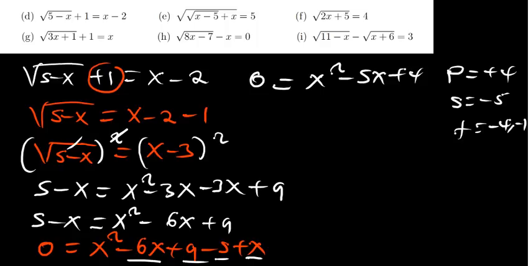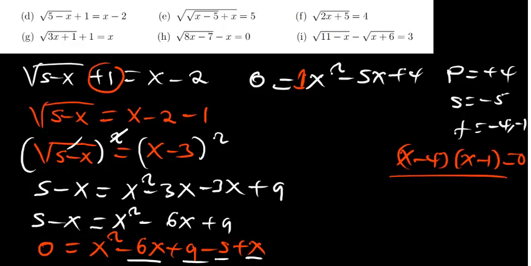Okay? If the coefficient here is 1, just get this. You say x minus 4 and x minus 1 is equal to 0. These are your answers. Now, in case you are already confused, allow me to put these ones here.